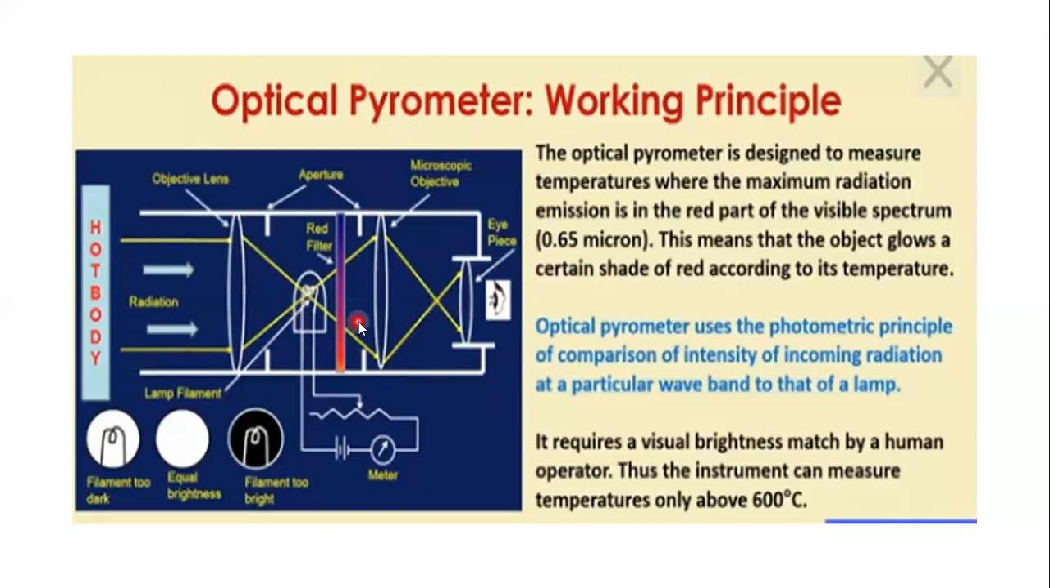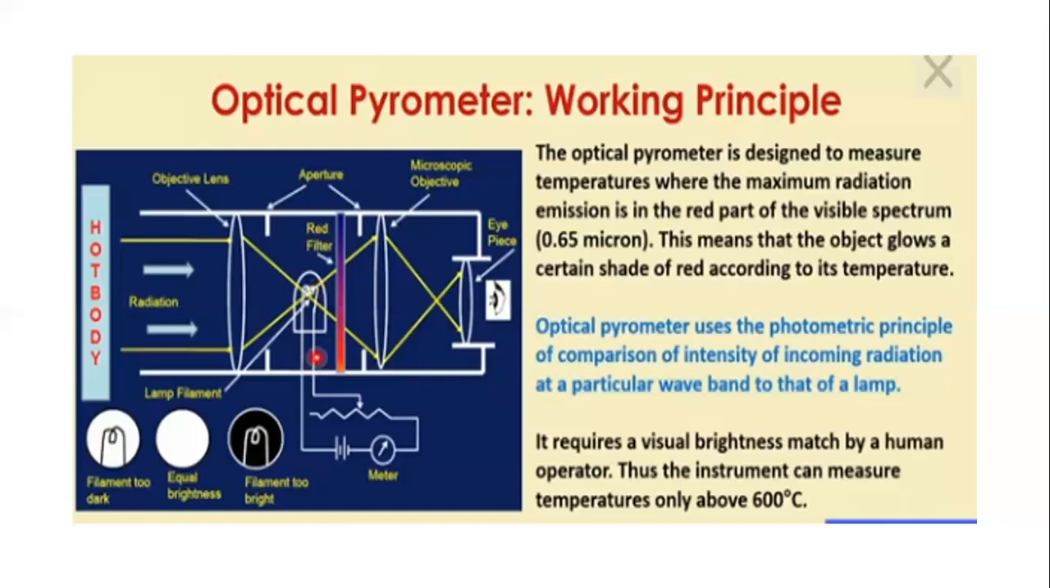So we can compare the brightness of the hot body and the brightness of the filament. We know that the brightness of the filament can be changed by changing the voltage level. By varying the potentiometer, the variable rheostat, we can increase the voltage level, and by increasing the voltage level the intensity of the light coming from this filament bulb will increase. That means by increasing the voltage, the light intensity or brightness of the bulb increases.